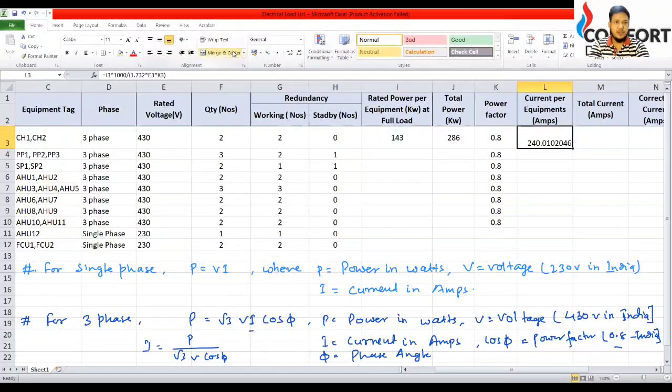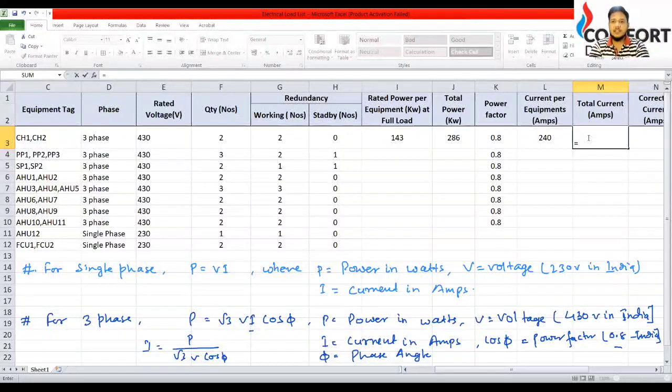Now let's decrease the decimals and try to have it in a whole figure so that it is much clearer. So 240 amperes is required. The total current required is 240 multiplied by the total working units, so it will be 480 amperes it is requiring.